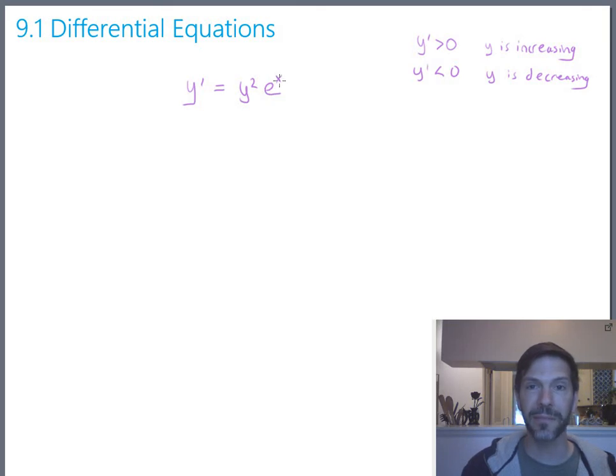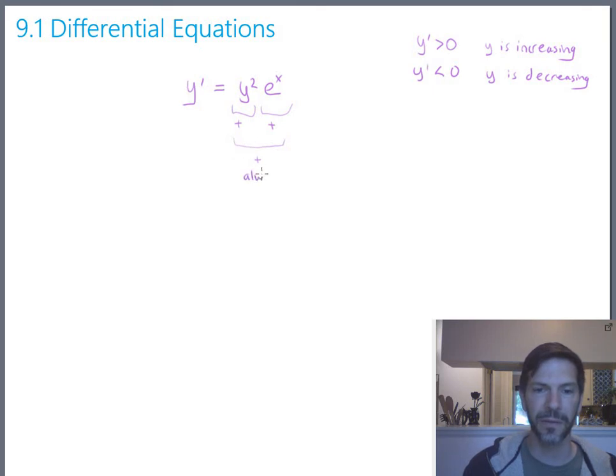E to the x, positive. Always, right? E to the x never goes negative. So what we've got here is something positive multiplied by something else that's always positive. So I know that the product here is always positive. And it tells me that this function, whatever it is, is always increasing. That function always goes up as you move to the right. I don't know much else about the function, but I do know that its rate of change is positive everywhere.